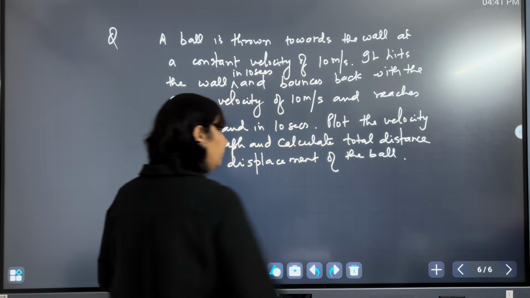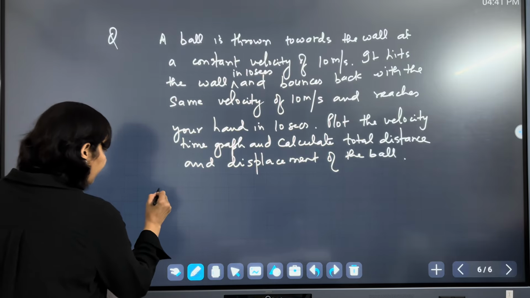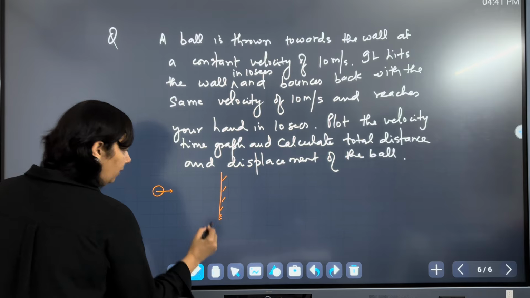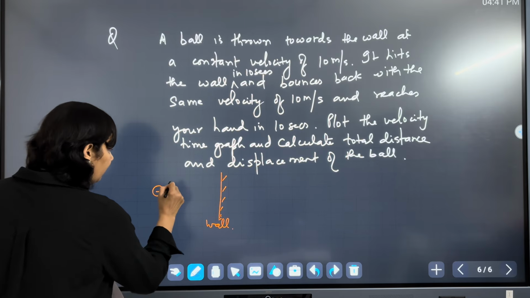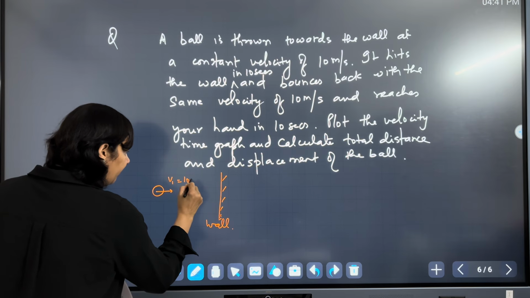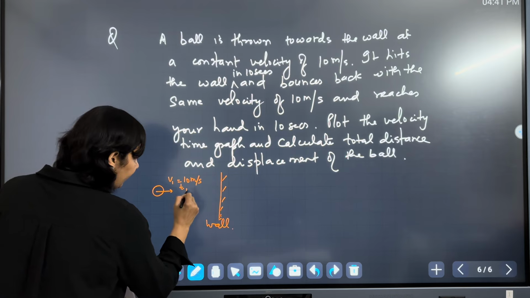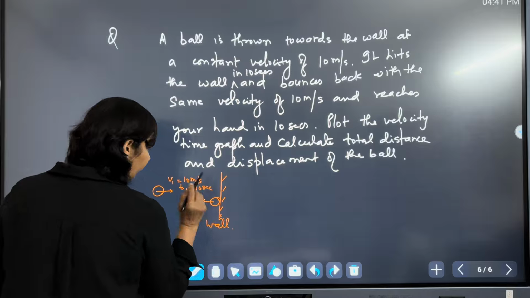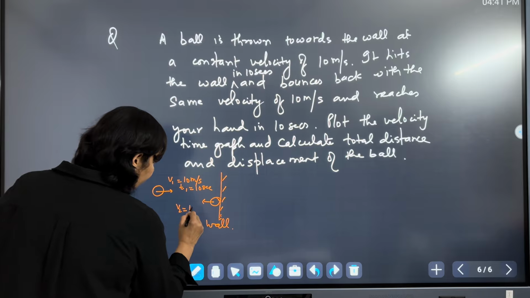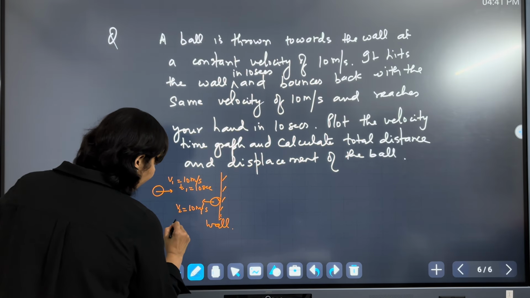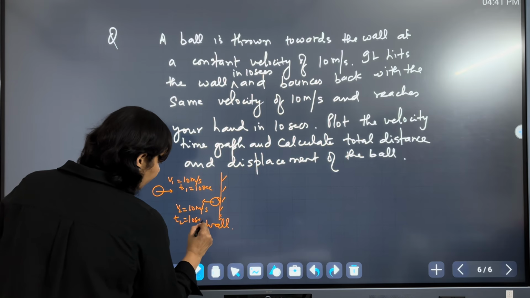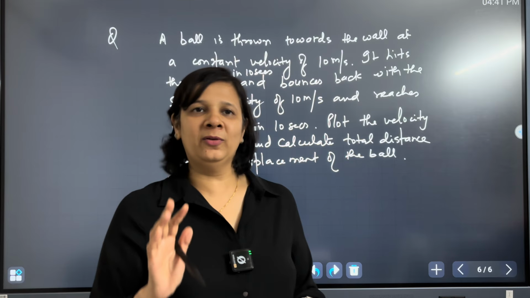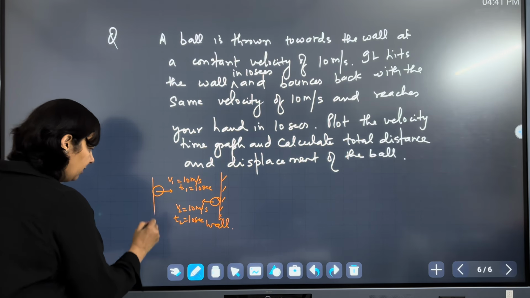So what is the scenario? Here there is a ball, I have thrown the ball towards a wall. This is a wall. V1 is 10 meter per second and it has taken 10 seconds to reach the wall. After hitting the wall, it has come back with the same speed and same time. There is no loss. You have to calculate the total distance and displacement of the ball. The ball has reached again at the same position.